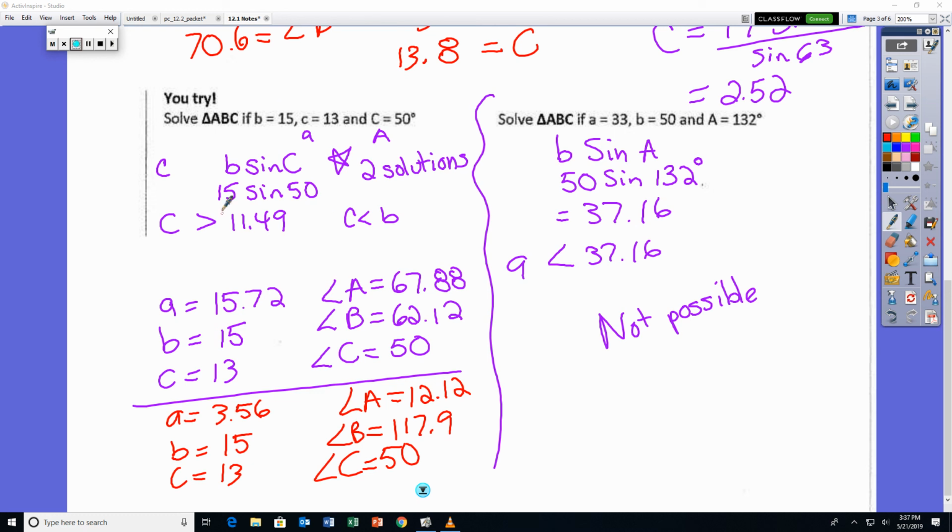Alright, on the first one, I know they give us b and c, they didn't use the letter a, but using that same formula, just treat these as a and b. B times sine C gets you 11.49. That is less than the value of c, or it's less than 13. So that means I now need to compare, is a greater than b? It is less, so there are two solutions, and these are what your solutions will come out to be. Over here, when you check it out, b times sine A gives me 37, which is greater than a, so it is not possible for a triangle to be formed. So that there is our lesson for the law of sines.